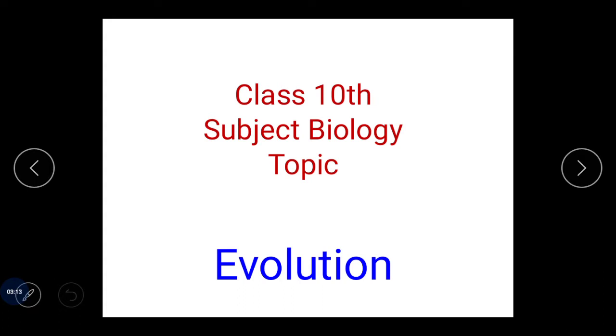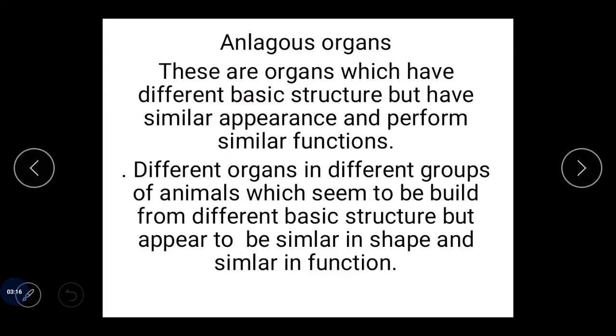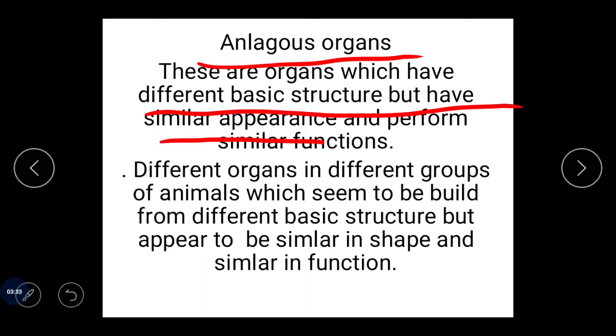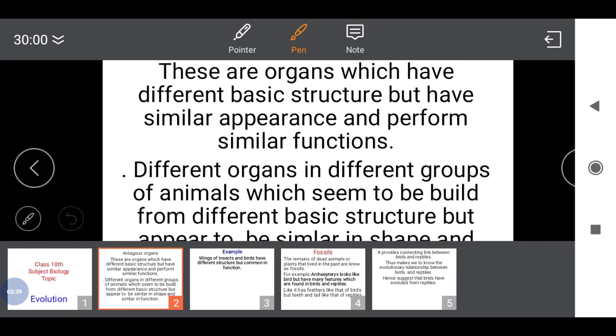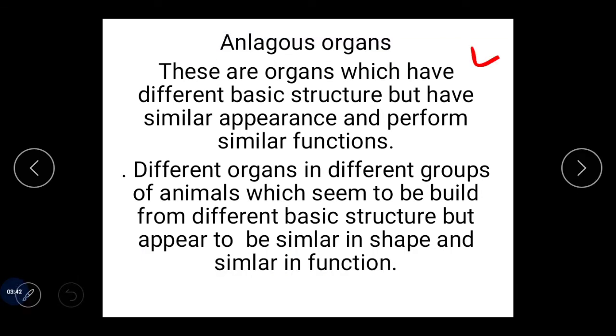This was all about homologous organs, but today we will study analogous organs. What are analogous organs? As we studied, homo means same, having the same structure but different functions. But analogous organs are organs which have different basic structure but have similar appearance and perform similar functions.